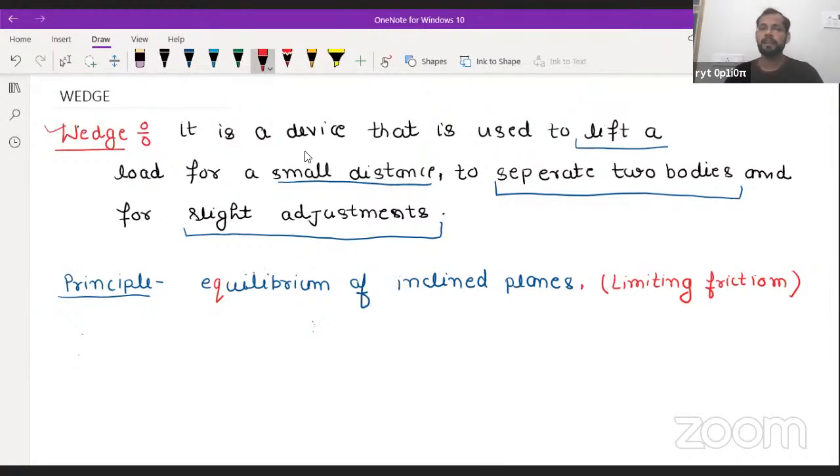Can anybody tell me what is the condition of equilibrium for any body? Anyone? And which condition do we use in the case of inclined planes when we solve the problems of friction related to the inclined plane? What are the conditions of equilibrium? Can anybody tell? I am waiting.